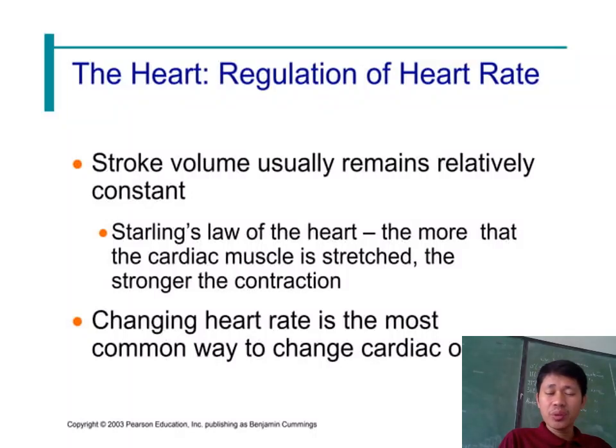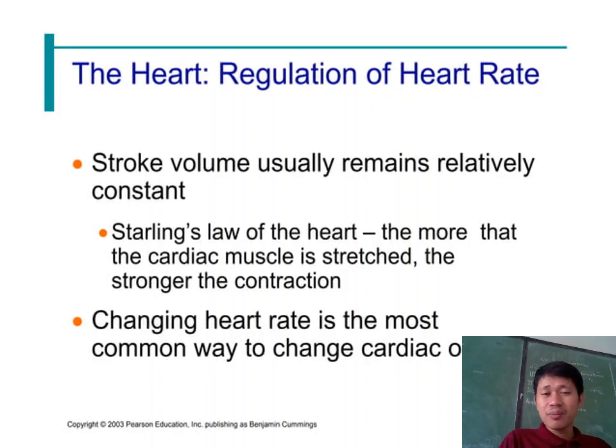When we are doing our daily activities, daily chores, going to school, cleaning the houses, unless we do an intensive exercise, then it will increase. But the volume output of our heart is usually constant. When I say constant, it means not changing. There is this Starling's law of the heart.